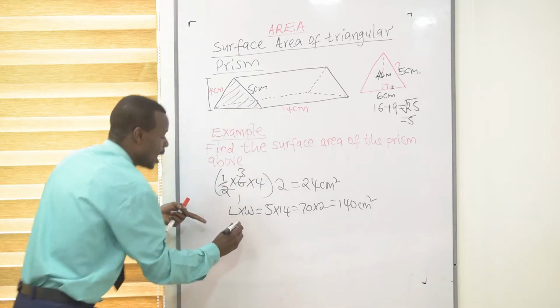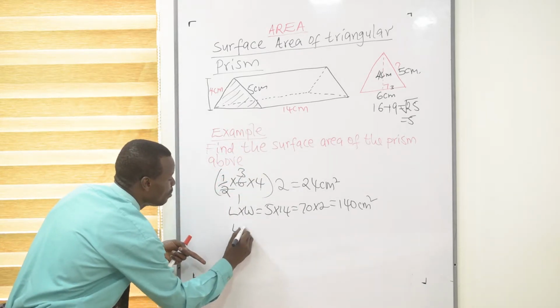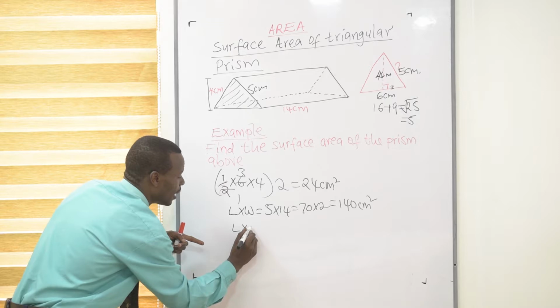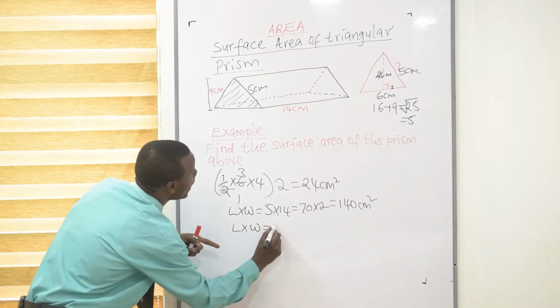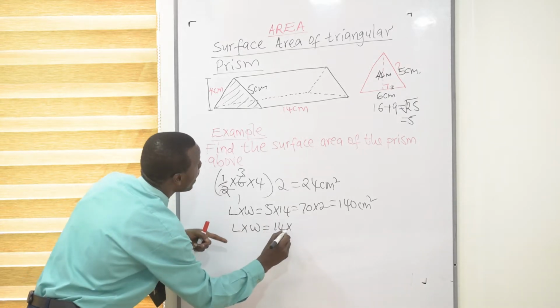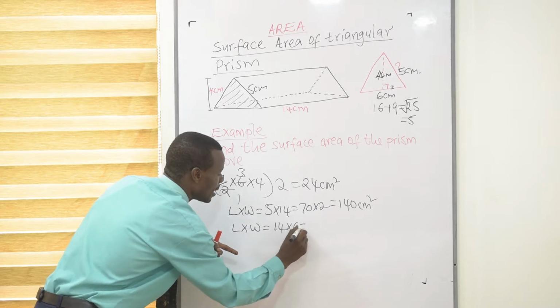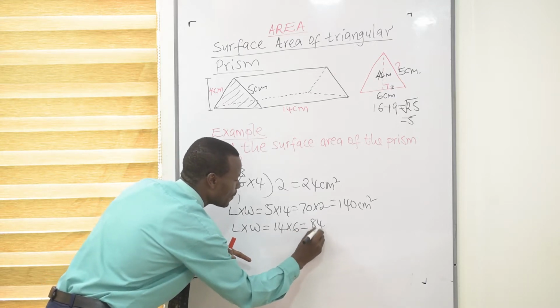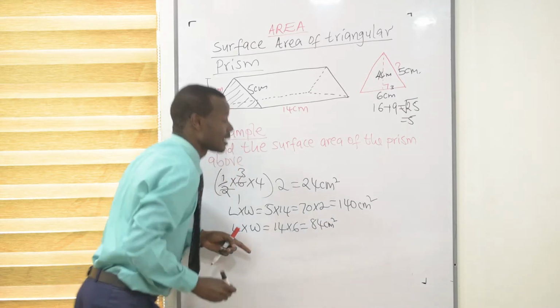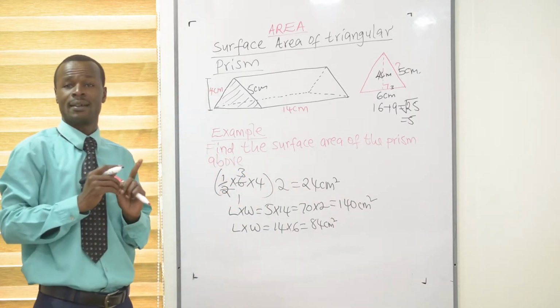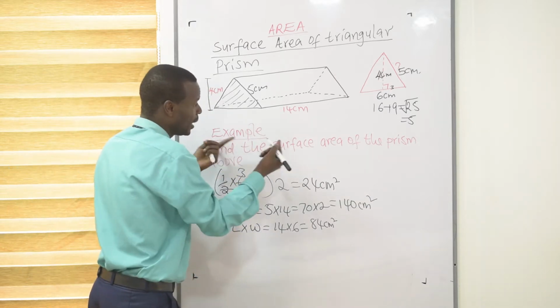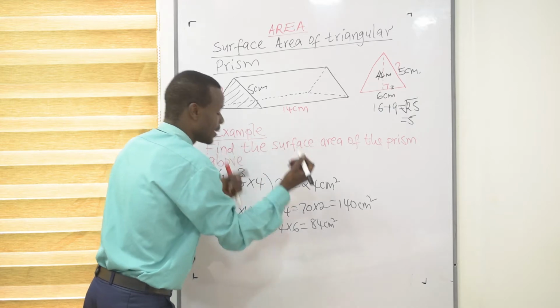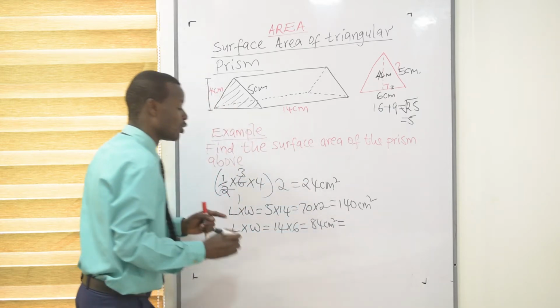The last one is the base, which is length multiplied by the width. The length is 14 multiplied by 6, which is the width, and this is 84 square centimeters. That is the only face that we have, and therefore we are not going to multiply by 2.